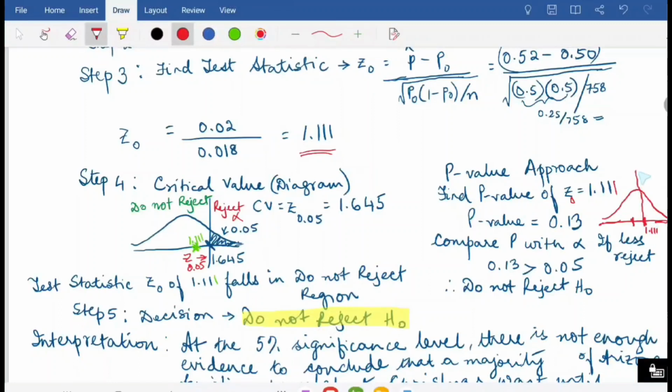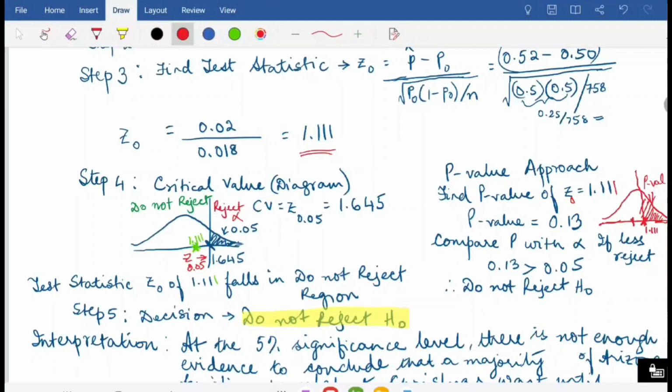Again, extend a line up from your test statistic z value on the diagram, and you are looking for the area to the right for your p-value, just because it's a right tail test. So if you're looking up your table, it'll give you the area to the left. Please subtract that area from 1 to get the area to the right. So the p-value is 0.13. The area to the right of 1.11 would be 0.13.